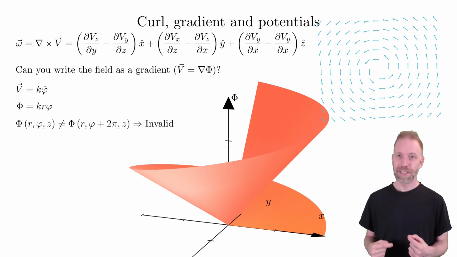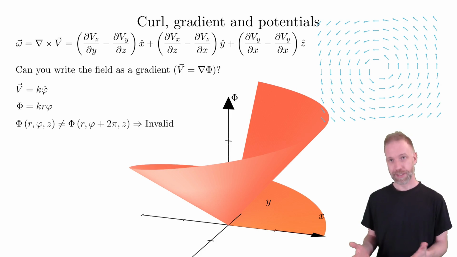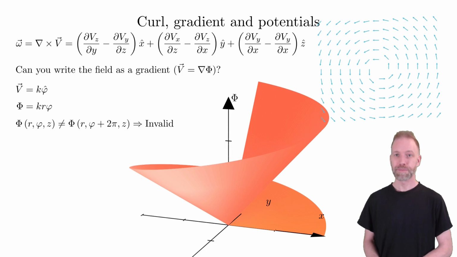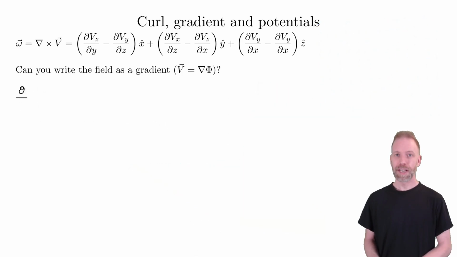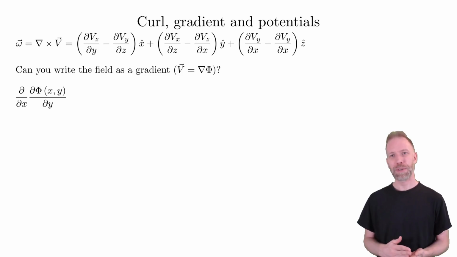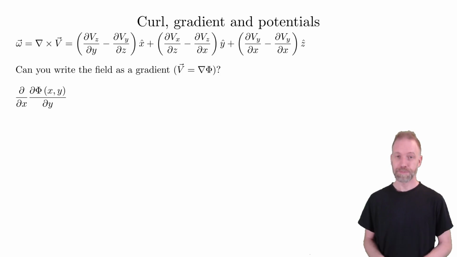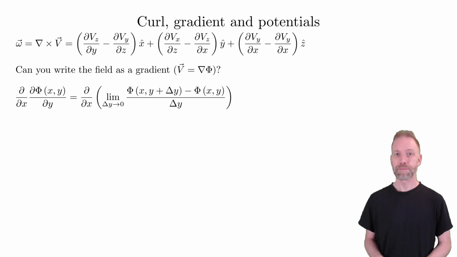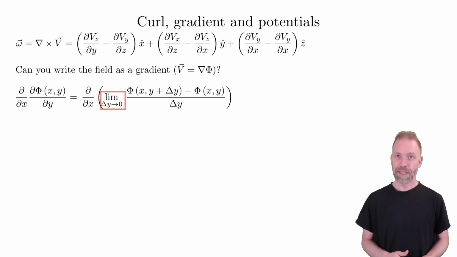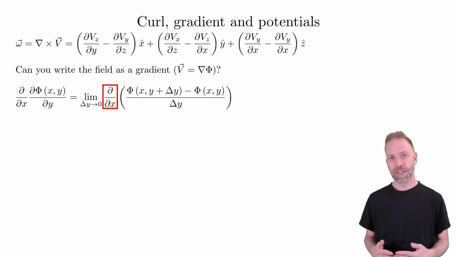The conclusion is that it's not possible to write a given velocity field as a gradient when it is rotating or as curl. To be a bit more mathematical, start by looking into what happens if you take the partial derivative with respect to x of the phi y. Apply the definition of the partial derivative to the phi dy. The limit delta y goes to 0 will not affect the x derivative and can be placed outside. Now, we can apply the x derivative to each term.